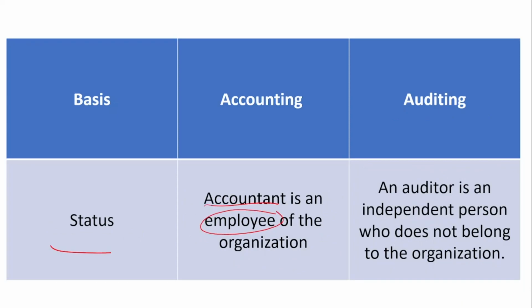Status. The accountant is an employee of the organization. He will get a salary from the organization. But the auditor is an independent person and he is an outsider. It means he does not belong to the organization. The auditor is an outsider.